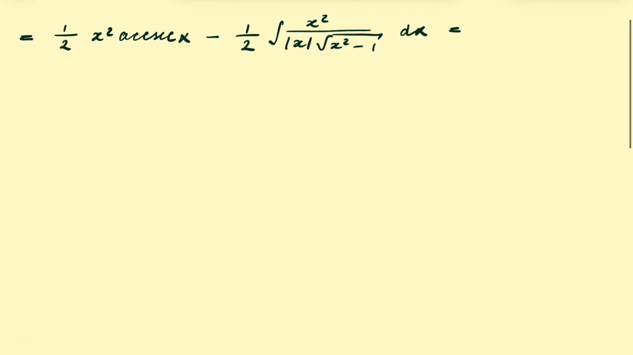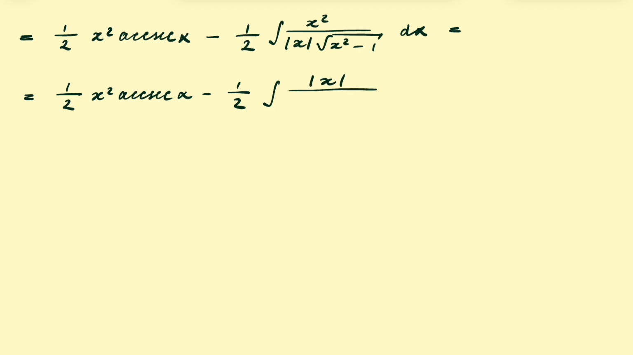Now at this point we can easily write this integral as 1 over 2 times the integral of absolute value of x over the square root of x squared minus 1, just cancelling these two without forgetting the absolute value.